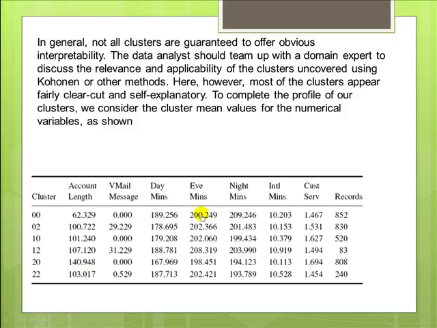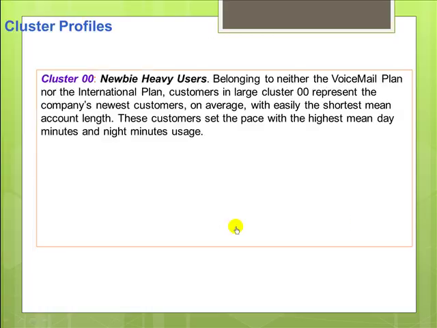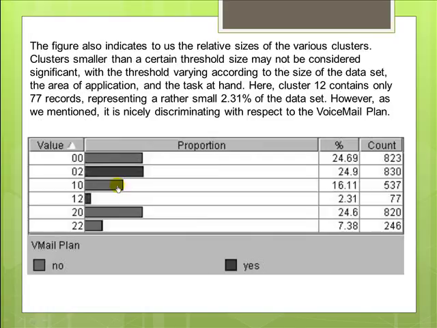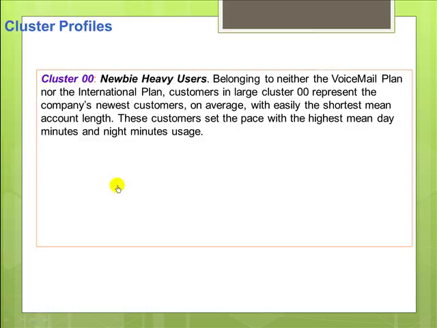Because they use a lot of the most day minutes, not the most evening minutes, but a lot, and the most night minutes on average, and the reasonably large, I guess, relatively speaking, international minutes, and customer service, I don't know. I guess it's low. So they call them newbie heavy users, belonging to neither the voicemail plan nor the international plan. So this was 0, 0. So you can see 0, 0 was not international plan, and it also was not voicemail plan. So they don't have voicemail, they don't have international, but they're still newbie heavy users.